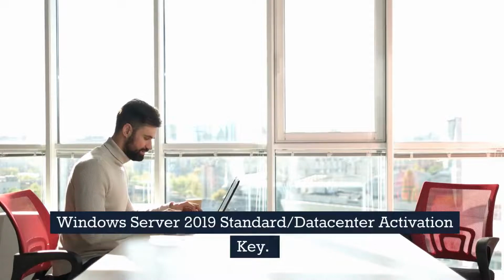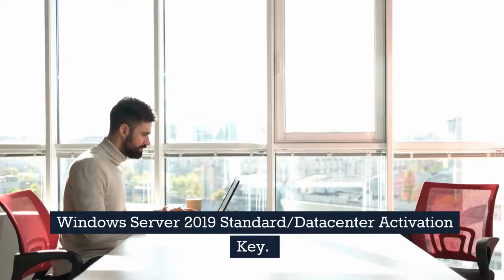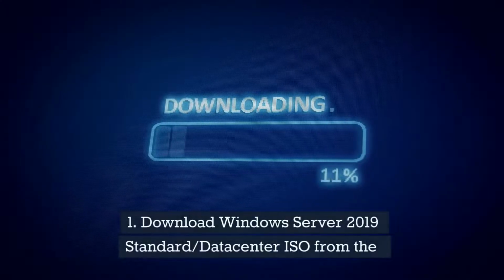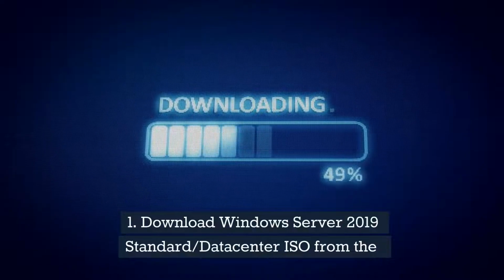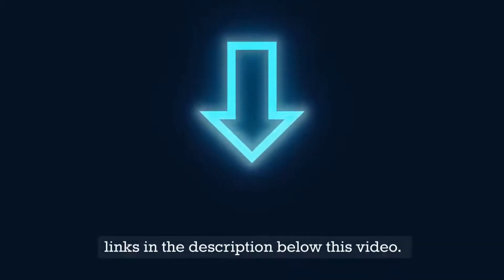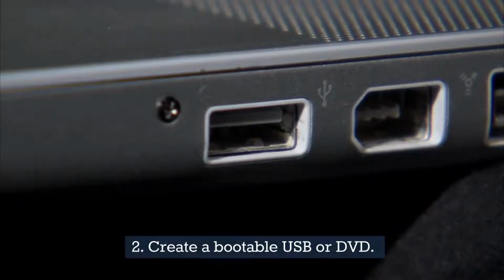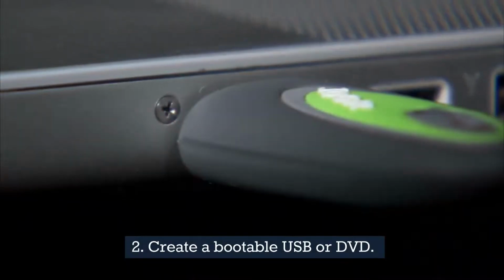Windows Server 2019 Standard / Datacenter Activation Key. 1. Download Windows Server 2019 Standard / Datacenter ISO from the links in the description below this video. 2. Create a bootable USB or DVD.